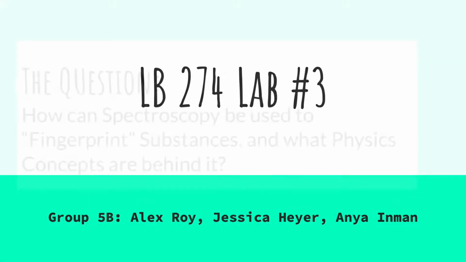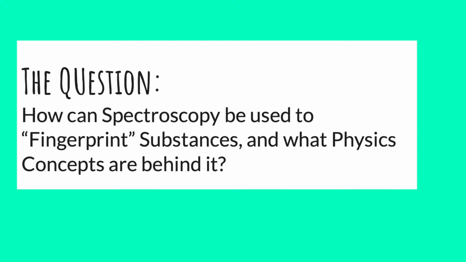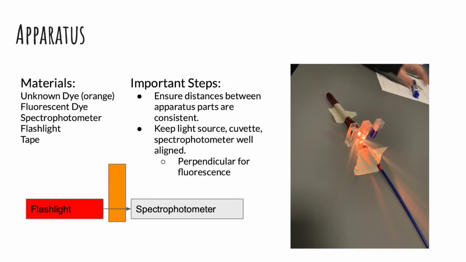LB-274, lab number 3. Our main idea was how spectroscopy is used to identify substances and what is the physics involved. It was found that our unknown was likely Lapidus dye. Our materials included cuvettes with an unknown orange dye, a fluorescent dye, a spectrophotometer, a flashlight, and tape used to keep our experiment in place to ensure consistent data.